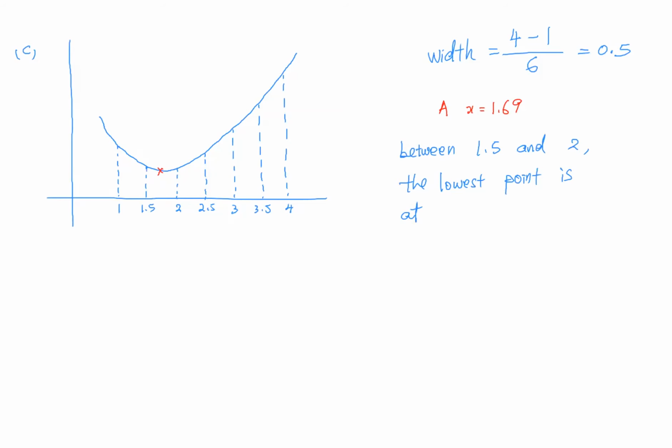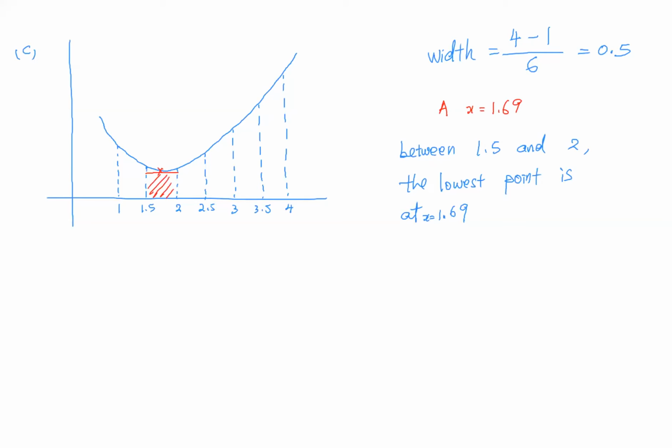This is a local minimum, correct? So the lowest point is 1.69. So when we draw the second lower rectangle, you are supposed to use this point. Do you get me?